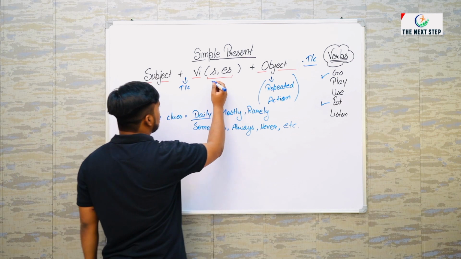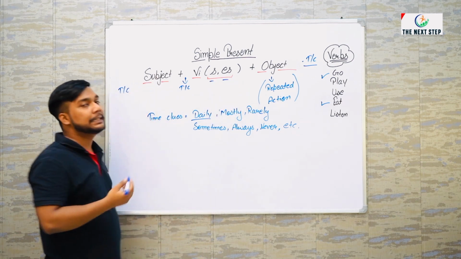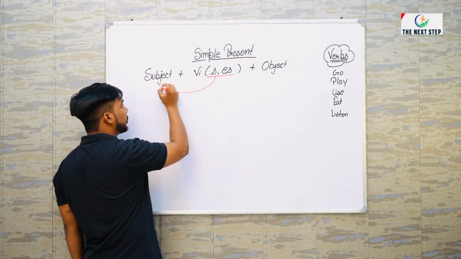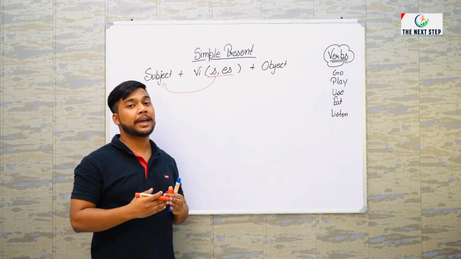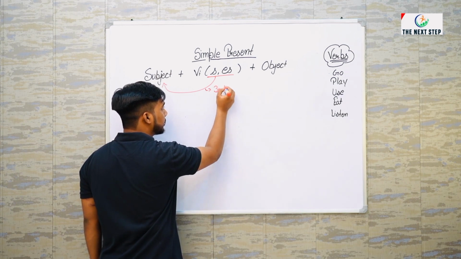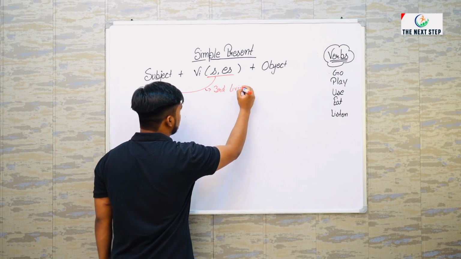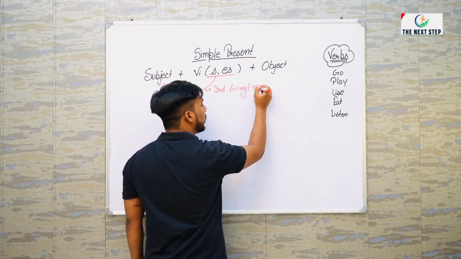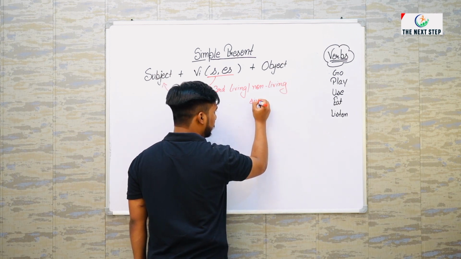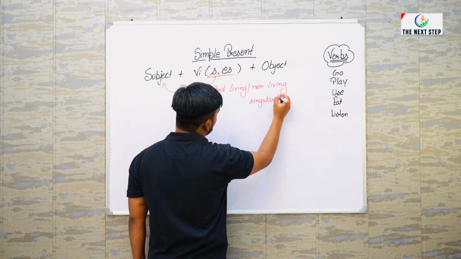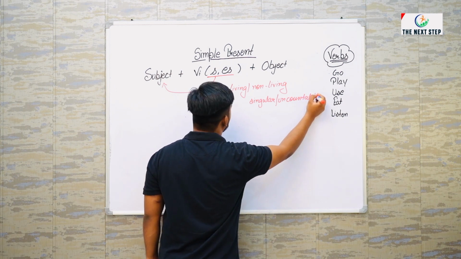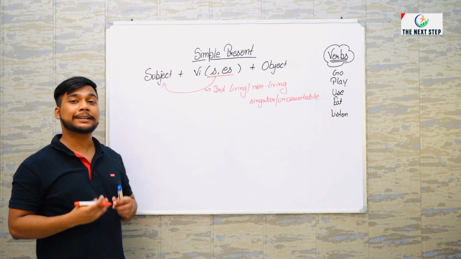Now let's talk about when can we use S or ES. S or ES again depend on your subject, like we learned about has. If your subject is third, living, or non-living, singular, or uncountable, you can use S or ES.